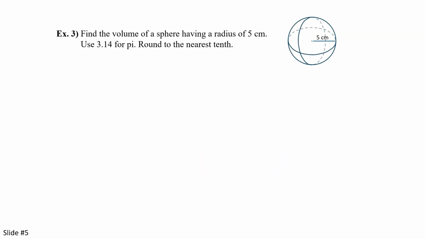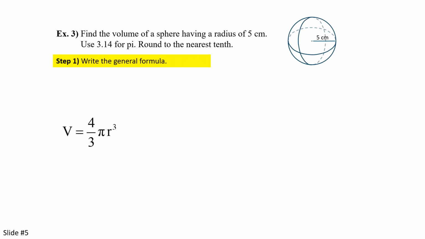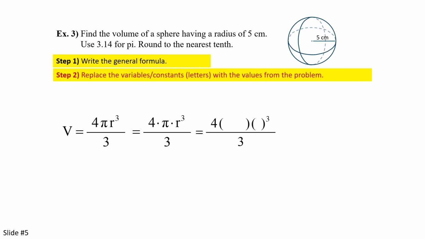Example 3. Find the volume of a sphere having a radius of 5 centimeters. Use 3.14 for pi. Round to the nearest tenth. You can see we have a sphere, a ball. Write the general formula. The volume of a sphere is 4/3 pi r cubed. It might be easier to write it this way, 4 pi r cubed over 3. Either way will work. I prefer this way. So it's 4 times pi times the radius cubed.